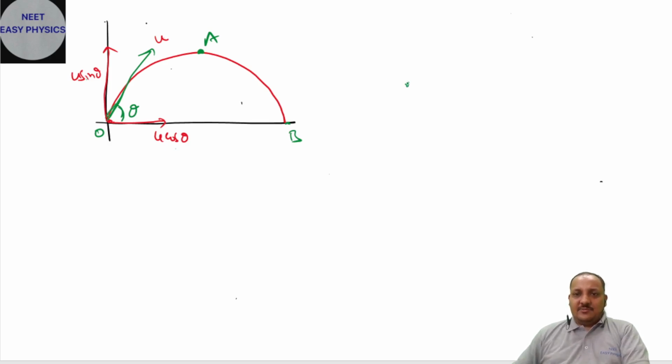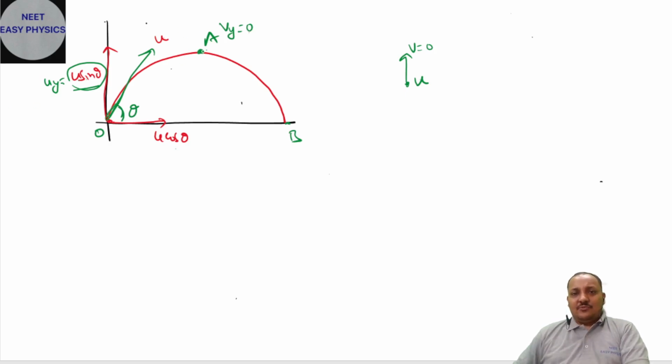If any object is projected vertically upwards with initial velocity u, what is its velocity at maximum height? It will be 0. Now, in the vertical direction, which component is there? u sin theta. Therefore, uy is equal to u sin theta. This u sin theta will become 0 at maximum height. That is going to be vy is equal to 0.